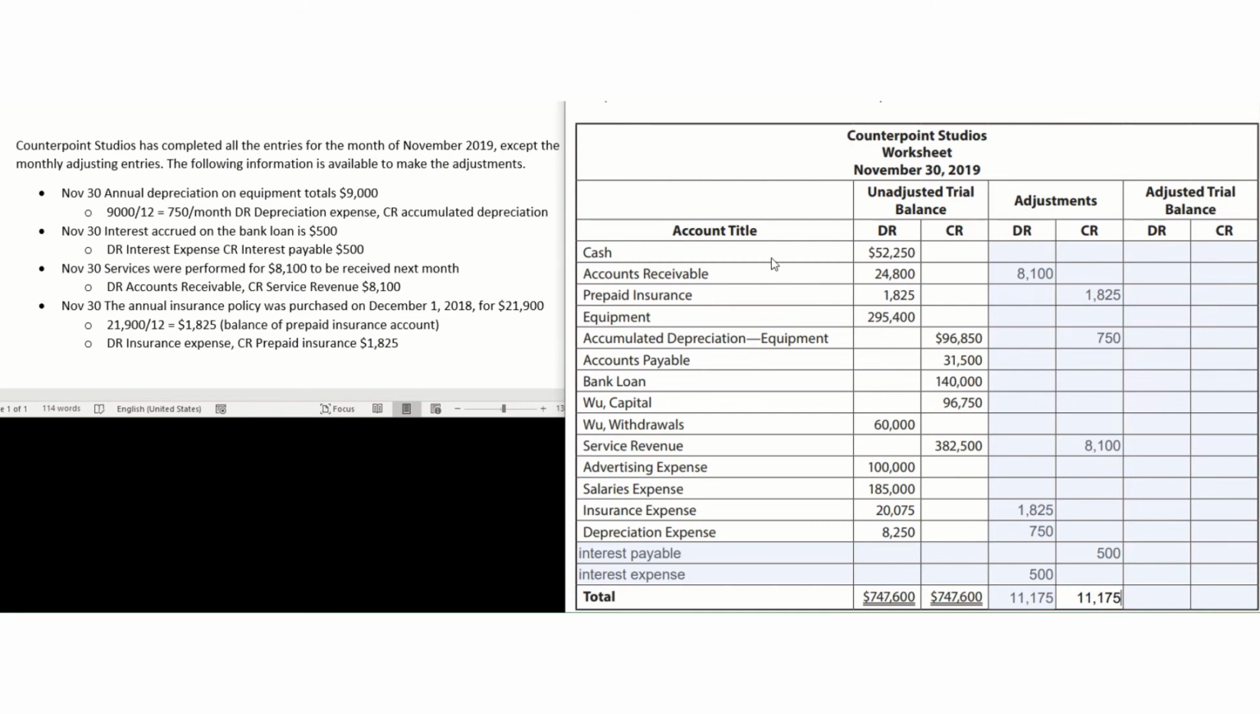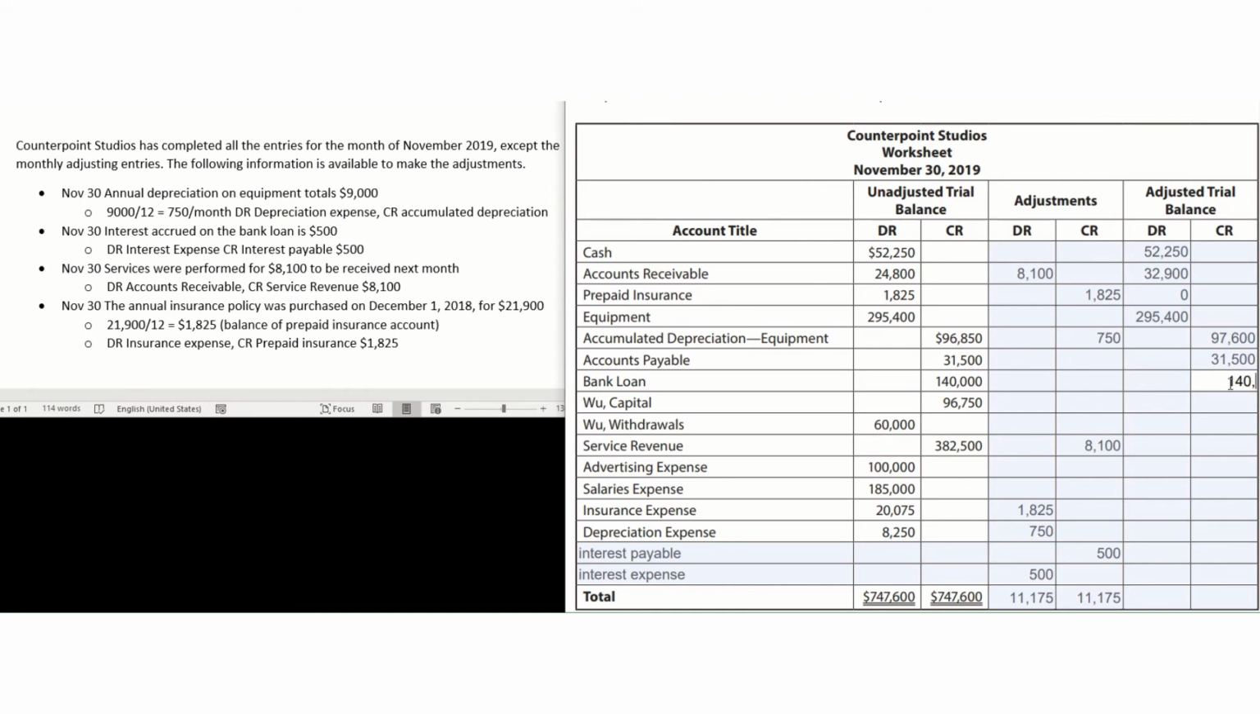You would then go through each of the rows and process what the calculations are to any adjustments. So in this case, there's no adjustments in cash. Our accounts receivable is increasing, so the debit of 24.8 plus a debit of 8,100 is 32.9. Prepaid insurance had a debit balance of 1825, but then you're reducing that account by 1825, so therefore you'd have to subtract the credit from the debit for a balance of 0. No change to our capital asset of equipment. Our accumulated depreciation did increase to 97.6. No change to AP.